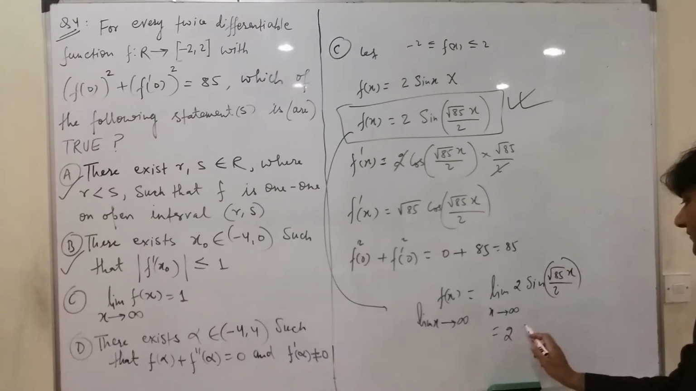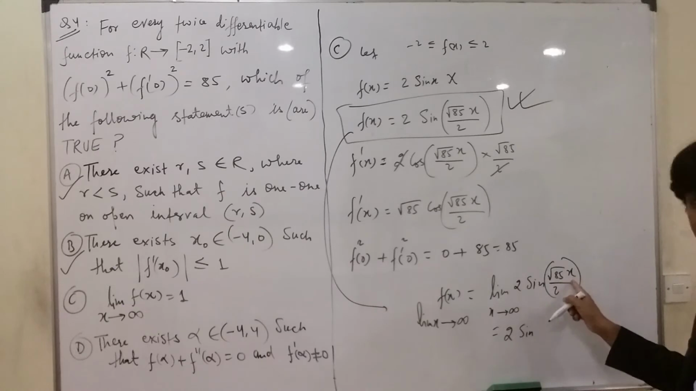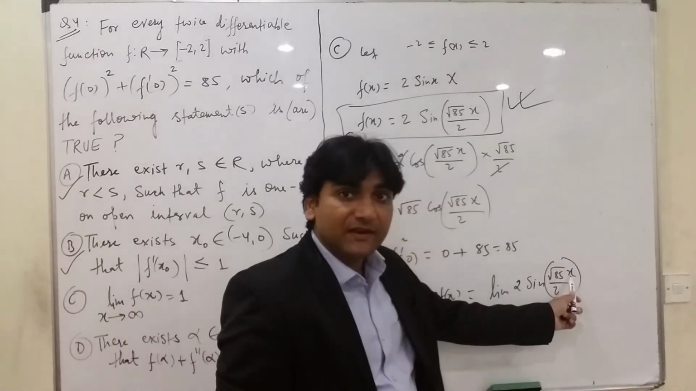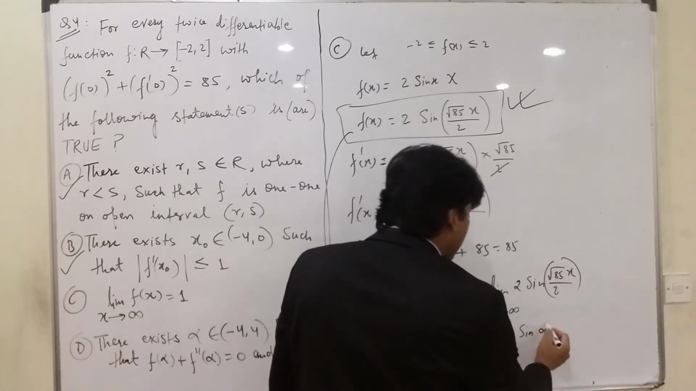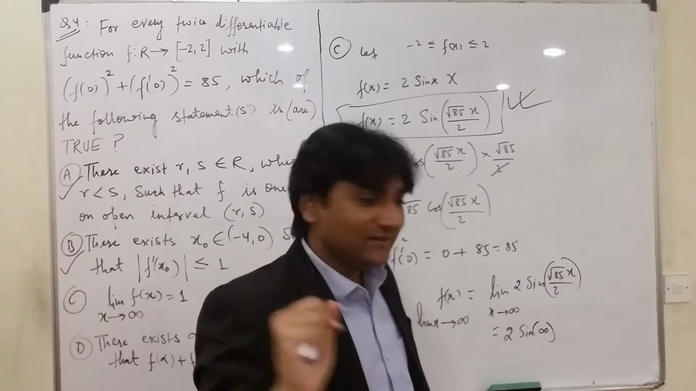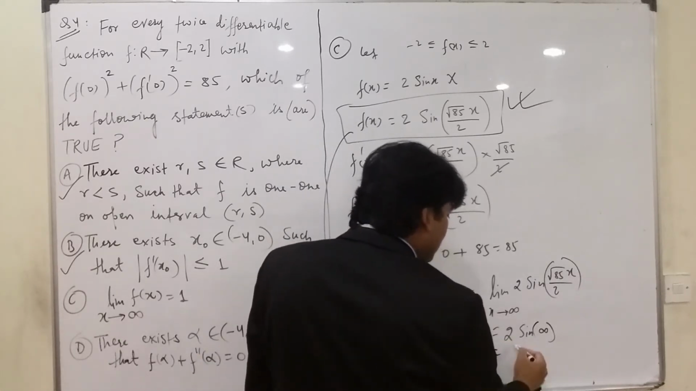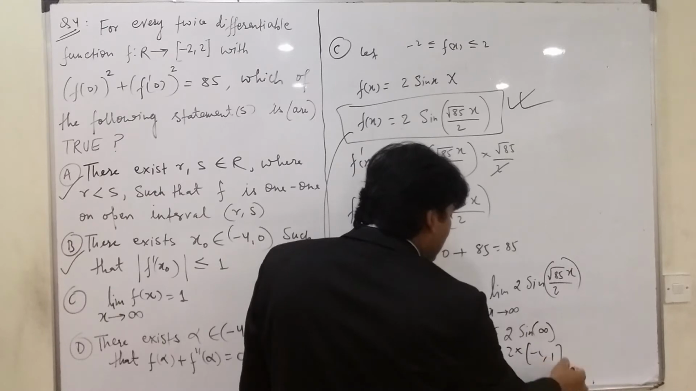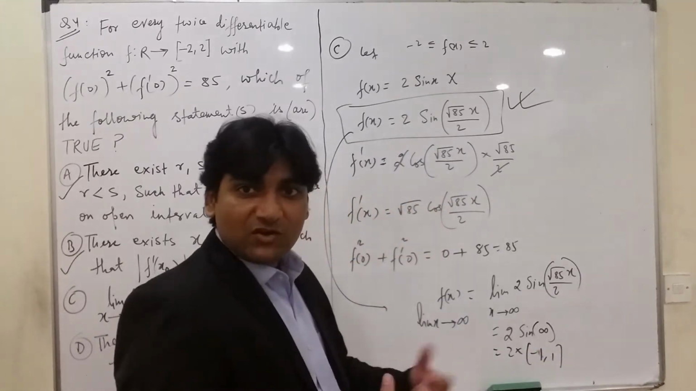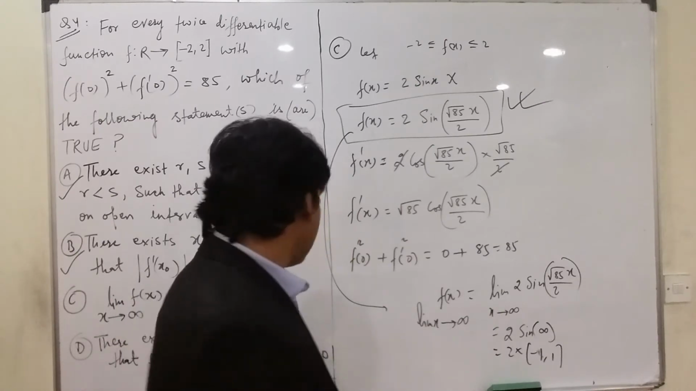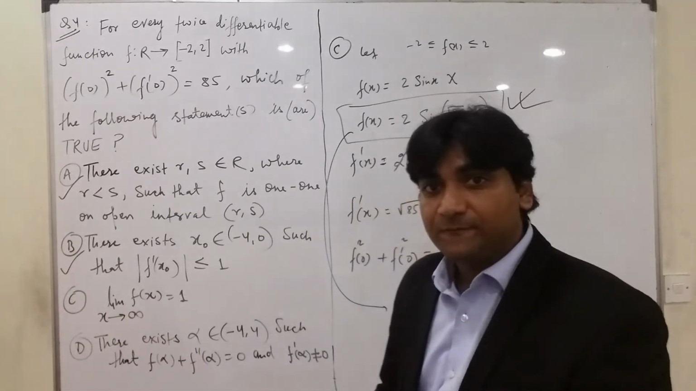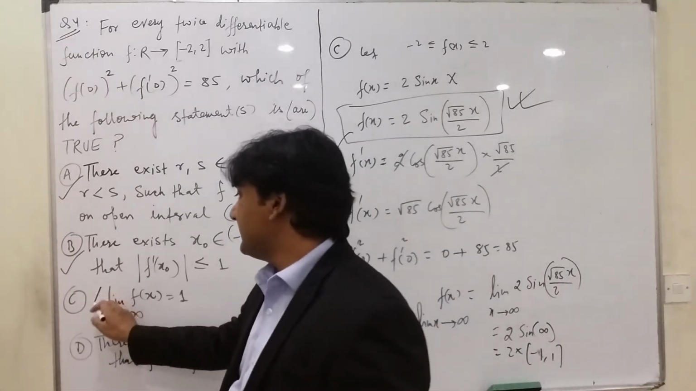this is 2 times sine(√85 x / 2). So this is 2, and when we put x as infinity, then it would be sine infinity, right? But sine infinity is oscillating. It lies between -1 to 1. So we got total twice of -1 to 1, which is not constant, which is not fixed. So how can we say f(x) value when x is infinity is 1? So option C is wrong.